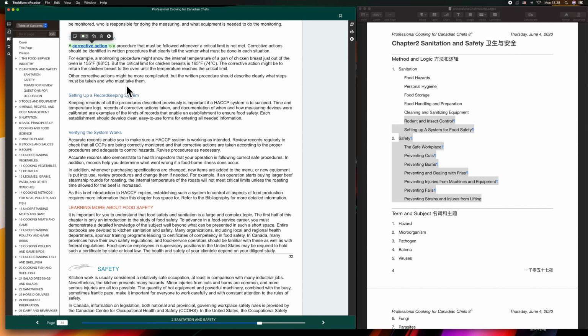Other corrective actions might be more complicated, but the written procedure should describe clearly what steps must be taken and who must take them. Setting up a record-keeping system. Keeping records of all the procedures described previously is important if a HACCP system is to succeed. Time and temperature logs, records of corrective action taken, and the documentation of when and how measuring devices were calibrated are examples of kinds of records that enable an establishment to ensure food safety.